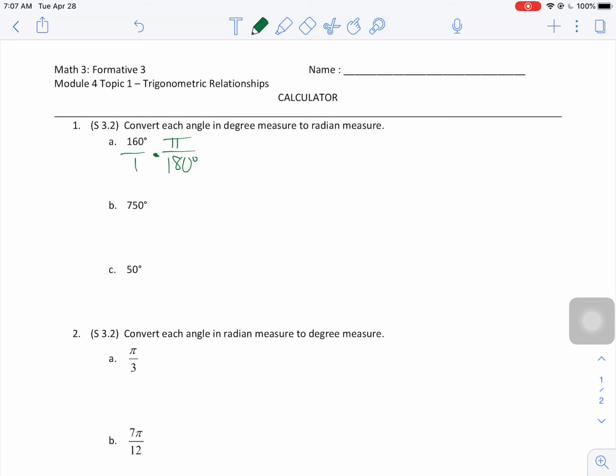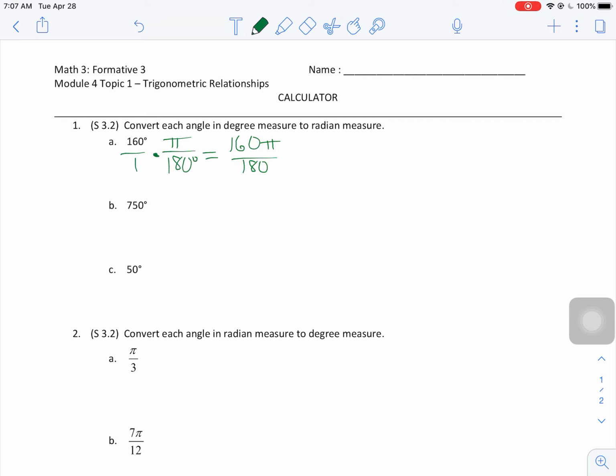Once you've figured that out, you can put the 160 over 1, and then you just multiply across the top, and then multiply across the bottom, and then you can reduce the fraction. The calculator can reduce the fraction for you, the 160 divided by 180. In the TI-84s that we use at school, you just do 160 divided by 180, math, and then the first option is frac, so you hit enter, and then you hit enter again, and then it reduces the fraction for you.